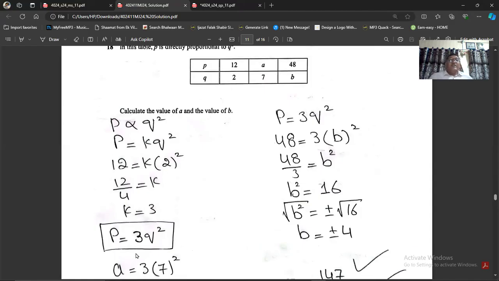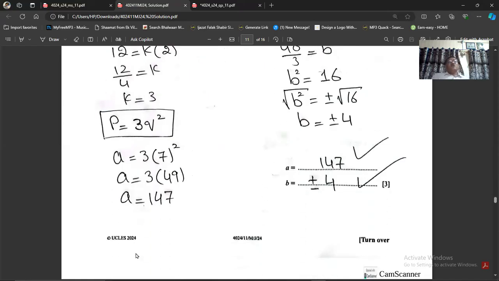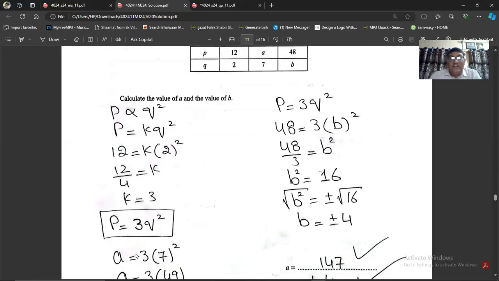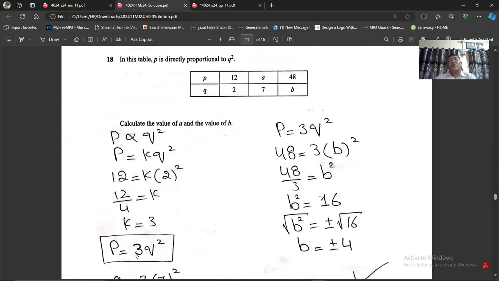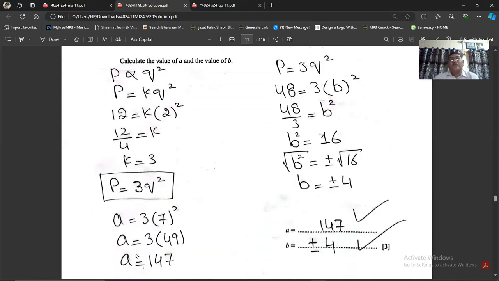Then their question is, when P is A and Q is 7. Very easily, I will just substitute those values here. So A equals 3 into 7 squared. So A will be equal to 3 into 49. So A will be equal to 147. Then their question is, what is the value of B? When P is 48, Q is B. So in that formula, P is equal to 3Q squared, and in the place of P, I will put 48.